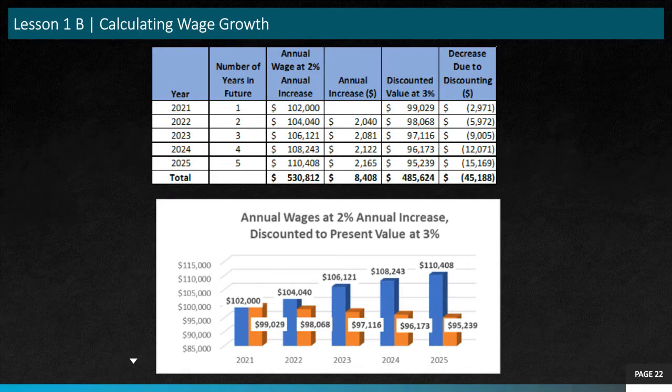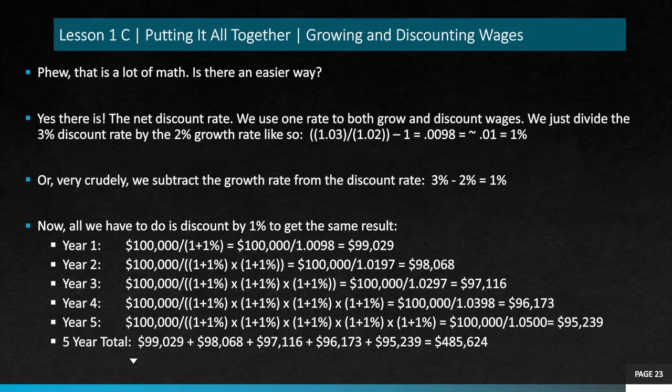Okay, and that's a lot of math. So is there an easier way? Yes, there's something called a net discount rate, where we're just going to use one rate to both grow and discount wages. What we do is we take the discount rate and we divide it by the growth rate, or we can subtract it. So we take the discount rate, we subtract the growth rate, and we get a net discount rate. That's why we call it a net discount rate of 1%. So now, instead of growing the wages at 2% a year and discounting them at 3% a year, we can just take the flat wages of $100,000 a year and discount them at 1% and get to the same number. If we do all that, we get back to our $485,000 figure fairly easily.